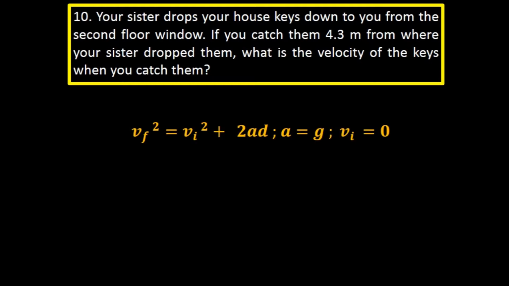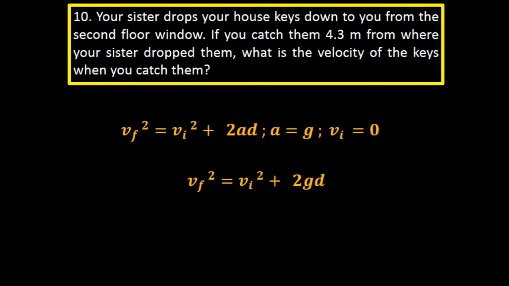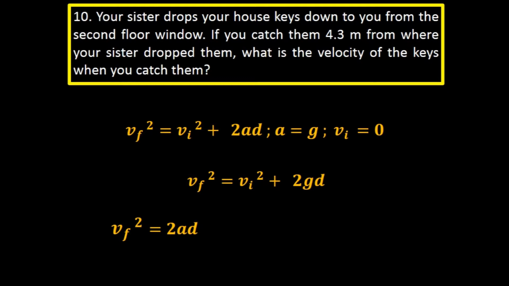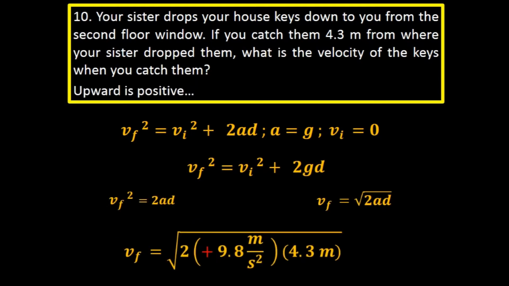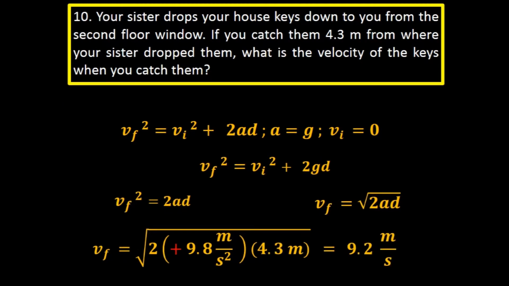Okay, let's move a little bit more quickly. We see that the equation is going to be VF squared equals V naught squared plus 2AD. We plug in G. We understand that V naught is going to cancel out. We take the square root of both sides, and we're left with VF equals root 2AD. Then we plug in the various values. Notice that 9.8 is positive, so root 2 times positive 9.8 times 4.3 is positive 9.8 meters per second.